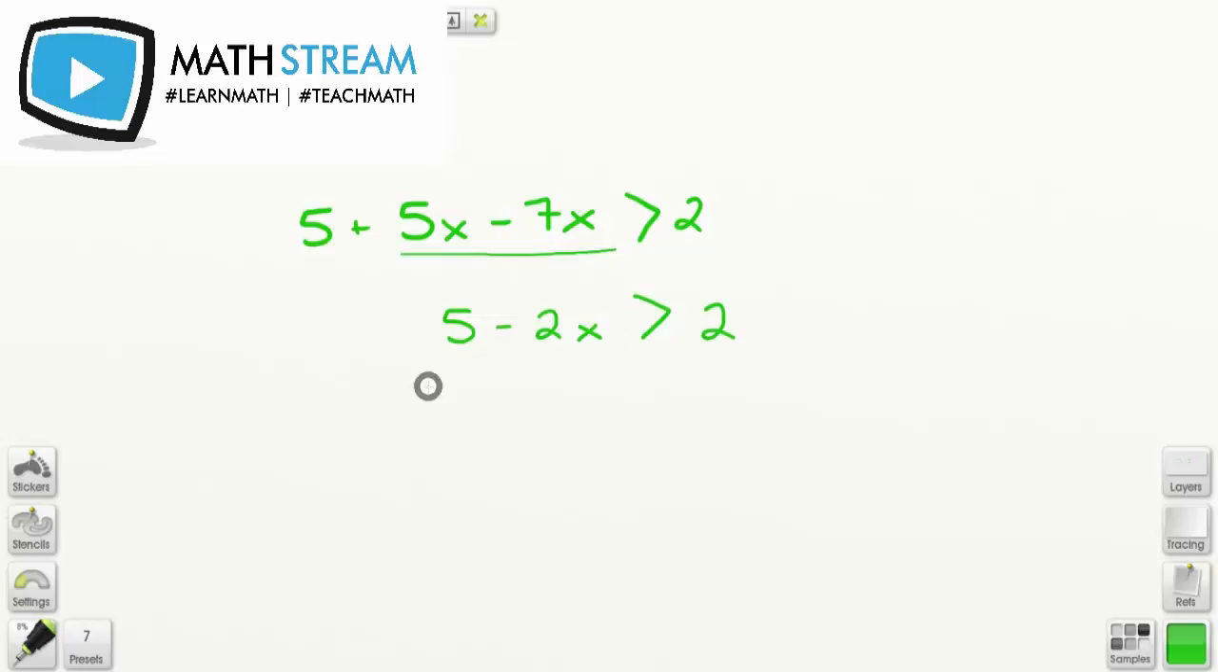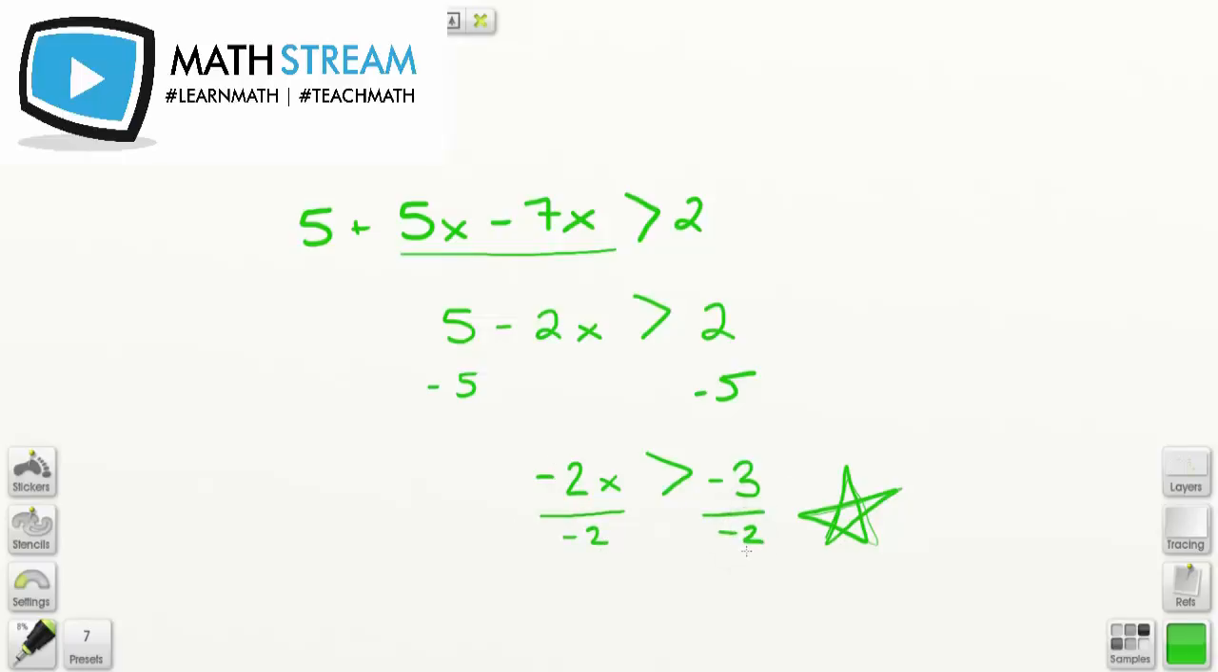Now we solve. I'm going to get rid of the 5 first because it's furthest out. Subtract 5, gives me a negative 2x is greater than negative 3. Now here's the big, I'm going to put a big star. Here's where our problem could happen. When I go to isolate the x, I'm going to divide by negative 2, right? Because I want these two to cancel.